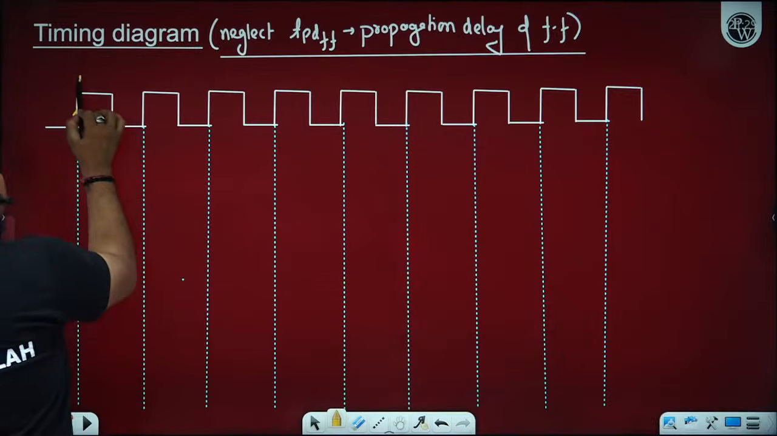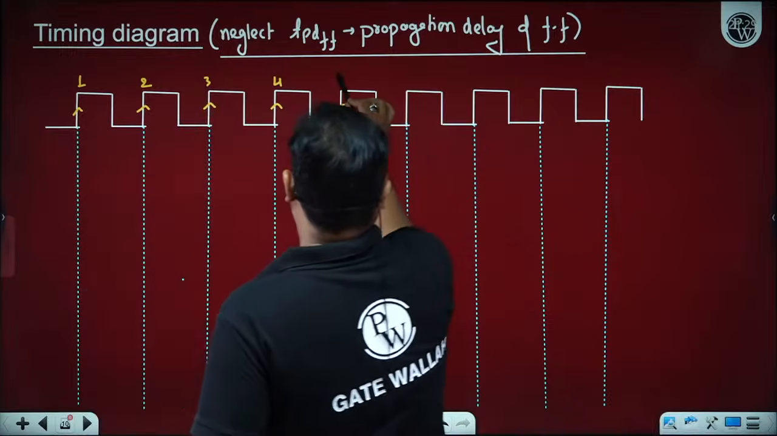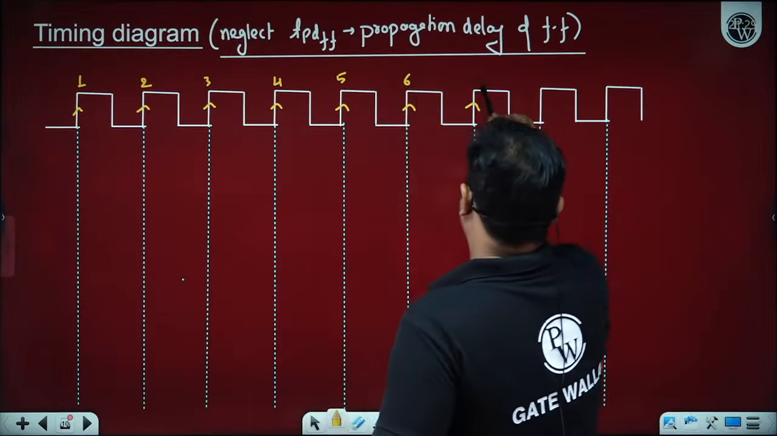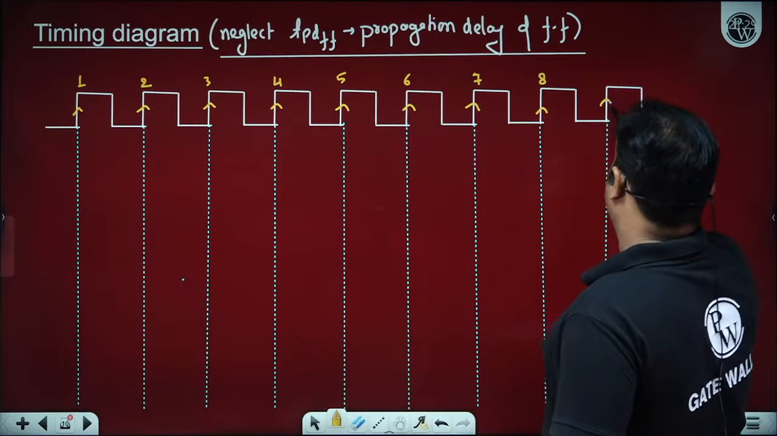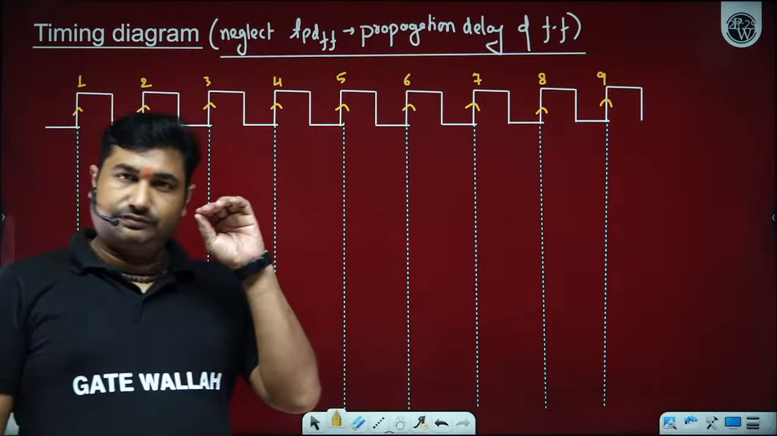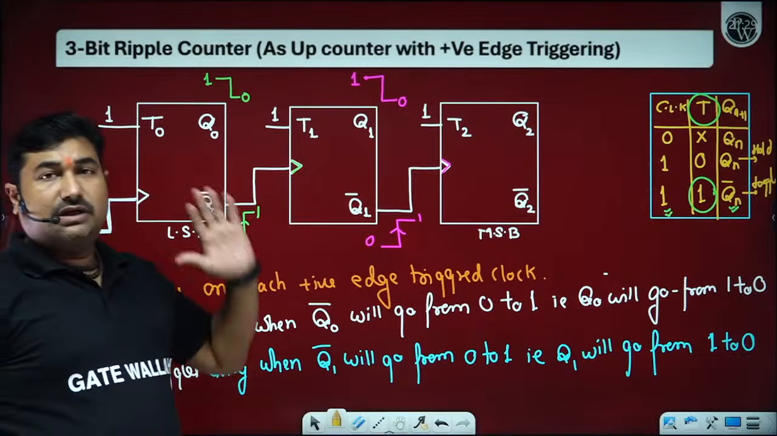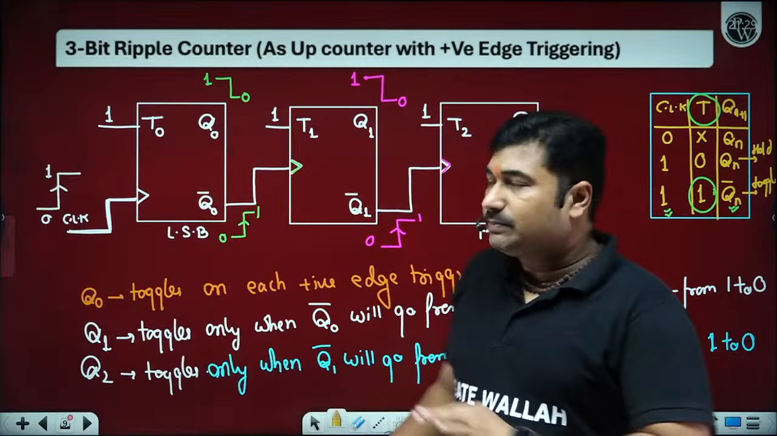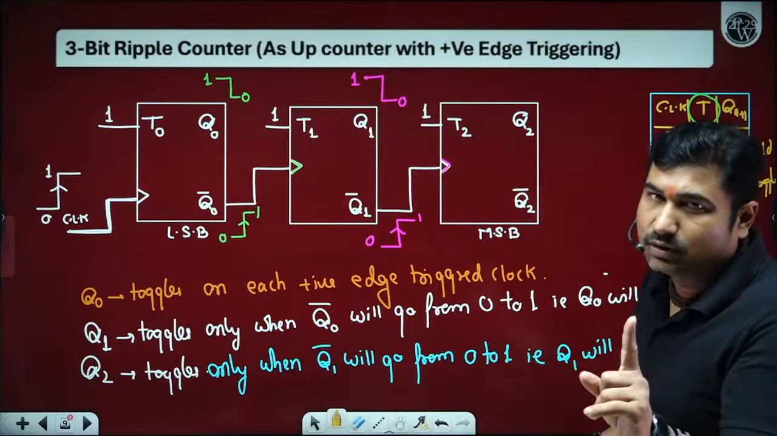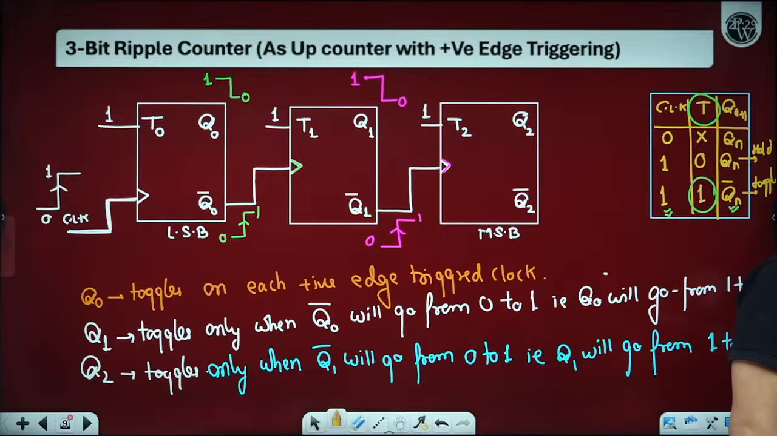So this is your first clock, second clock, third clock, fourth clock, fifth clock, sixth clock, seventh clock, eighth clock, and ninth clock. The clock would appear onto the flip-flop only during the transition of the clock from 0 to 1. Please read this once more at your own speed.